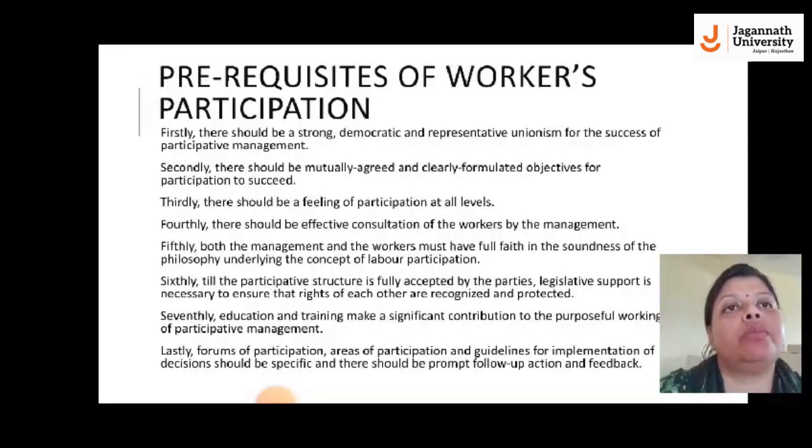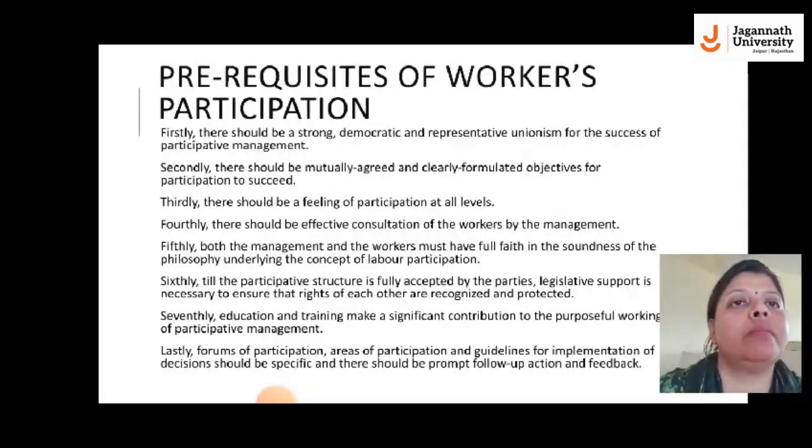Thirdly, there should be a feeling of participation at all the levels. So it must be taken into consideration. Workers' participation must be in an equal form at all the levels. Fourthly, there should be effective consultation of the workers by the management.